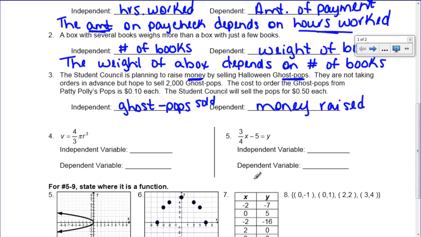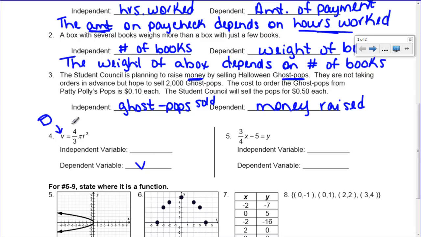So now the next couple of problems, they just give you an equation and they want the independent and dependent variable. It is very easy whenever you have it written as an equation because the variable all by itself will always be the dependent variable, because in order to find out what this variable is, I have to know what all of these are. So the thing that's by itself is dependent. So the dependent variable here is v.